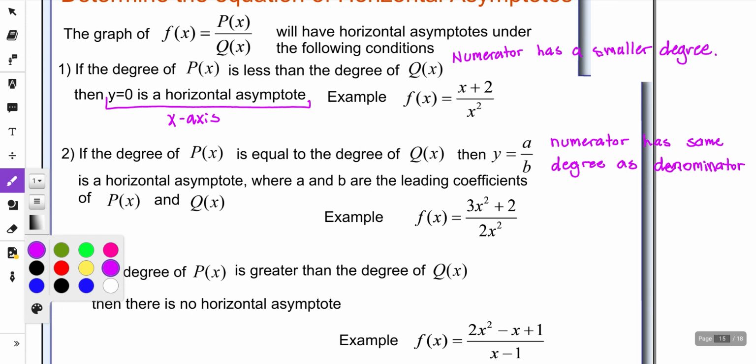Right, like that's what this is saying. Same degree. They give you an example. If you look, the degree of this first one is x squared. Highest exponent is 2. The denominator, the highest exponent is y squared, so it's degree 2. These are equal degrees.